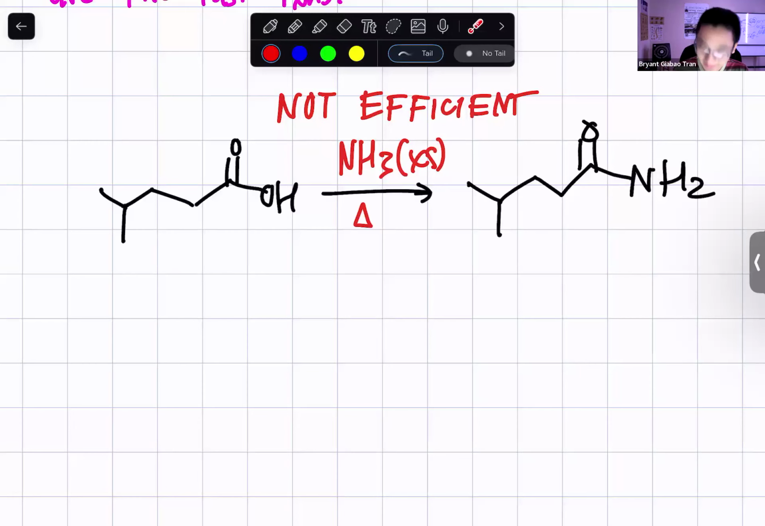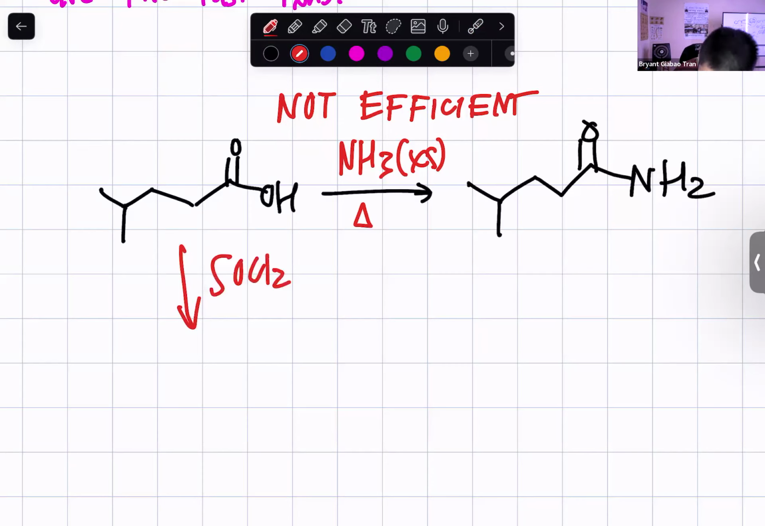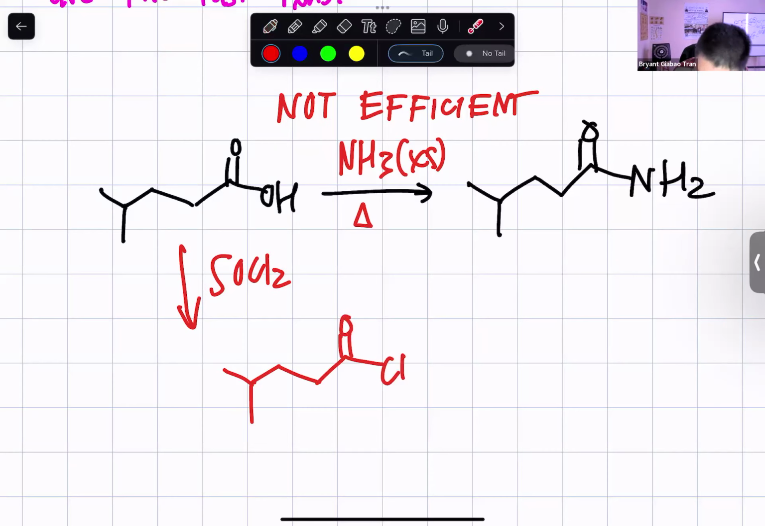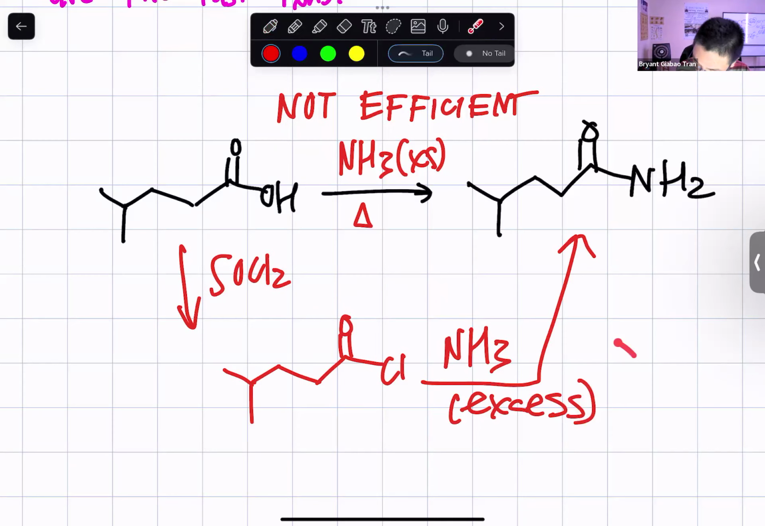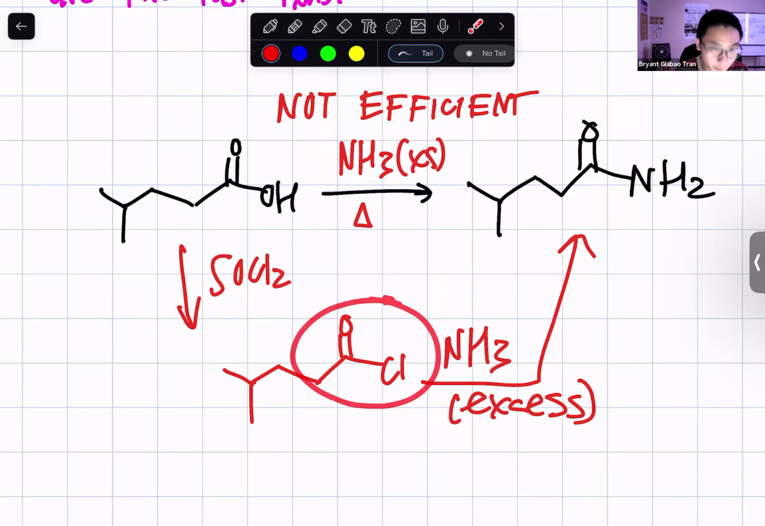Yep, SOCl2 and ammonia, right? Where the first step is going to be SOCl2 to convert this carboxylic acid into the acyl chloride, the most reactive derivative. And once we have the most reactive derivative, we could just put ammonia excess, right? We need at least 2 equivalents. And this ammonia does not require heat because this acyl chloride is super reactive, right?